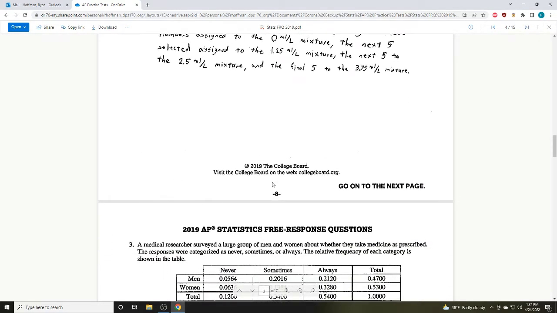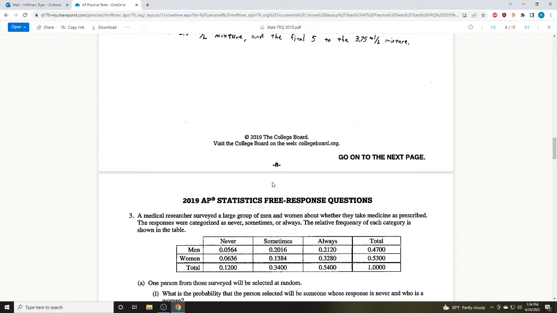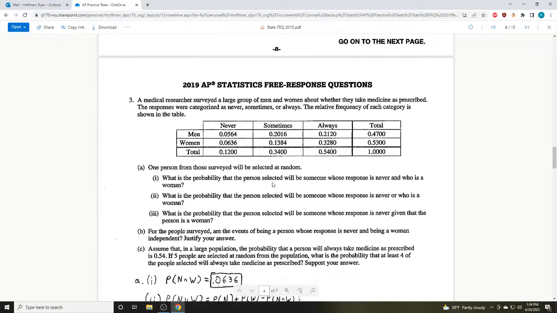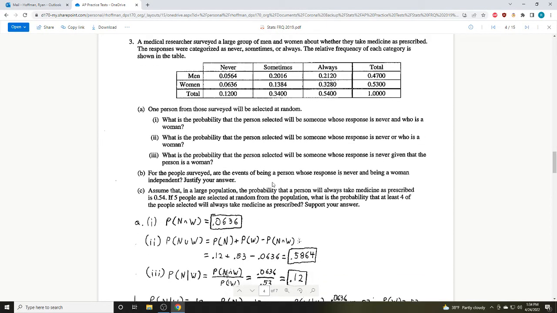Number 3 is your probability question. First off, we read the first 3 numbers from the table. Probability that the person will be someone whose response is never and a woman. Never and a woman, we just find that section of the table. The section of the table that's never and a woman is the 0.0636.